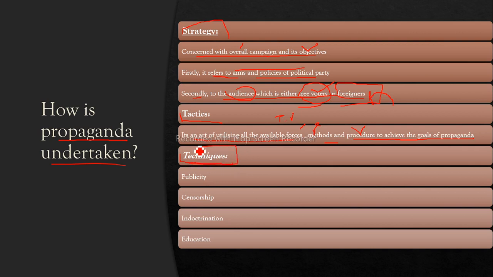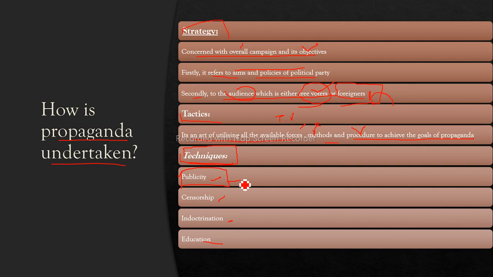And the techniques. Now there are four techniques which are usually used in propaganda. We're going to discuss them one by one. The first one is publicity. Now, what publicity is: an organization usually issues an official statement about a certain thing. So this will be publicity.